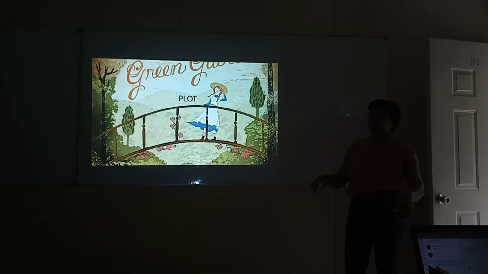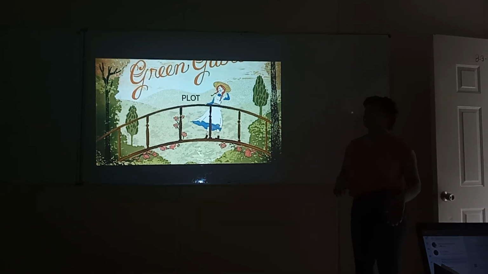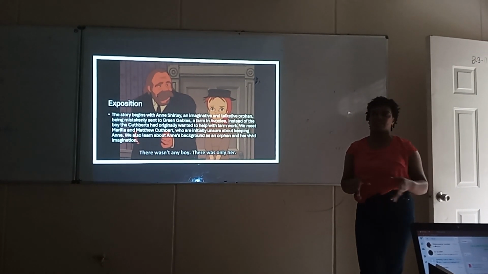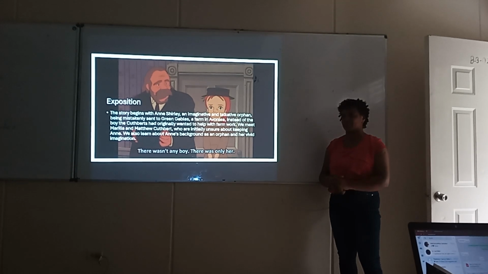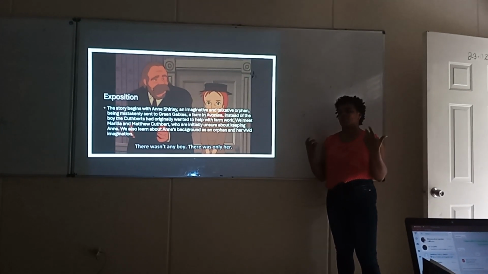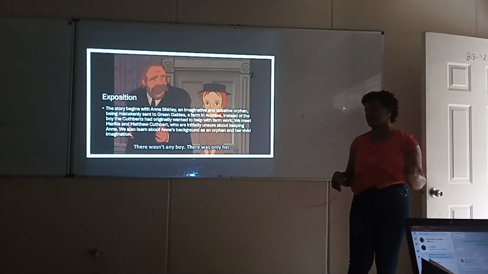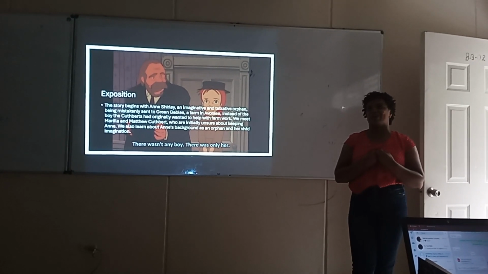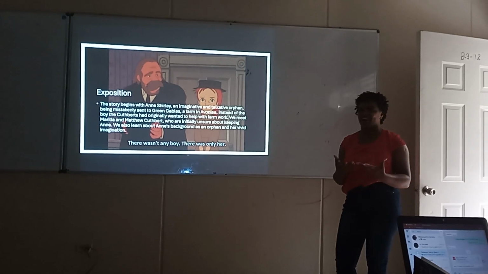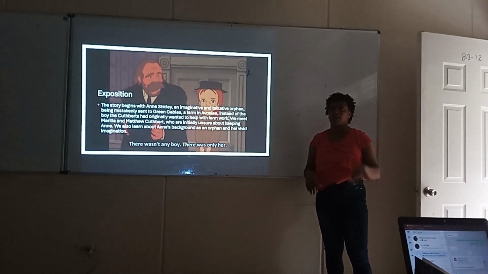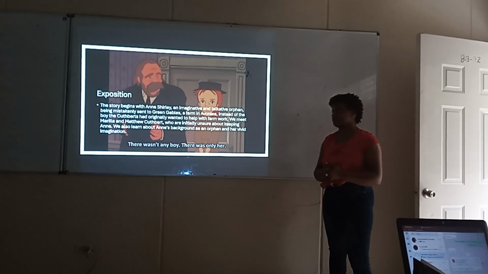Now we're going to continue with the plot. Let's start with the exposition. The story begins with Anne Shirley. Matthew is going to take the boy to the station, but he found a girl. He does not have a bad heart, so he takes the girl and goes home to see what Marilla says.